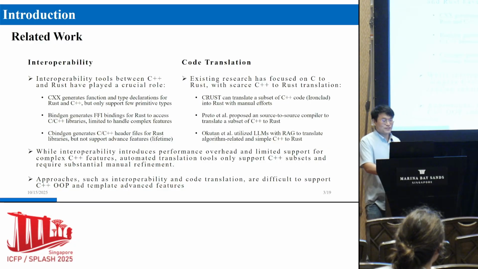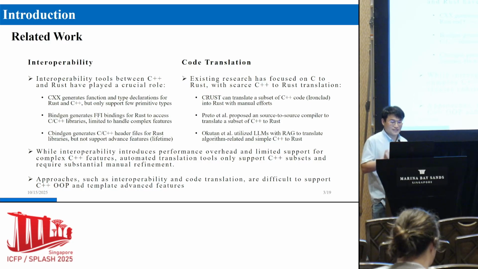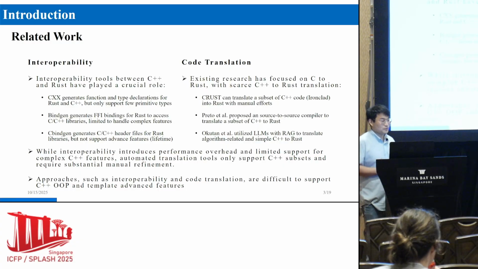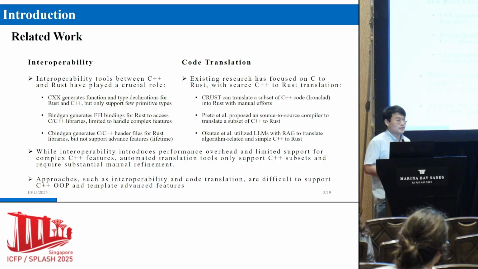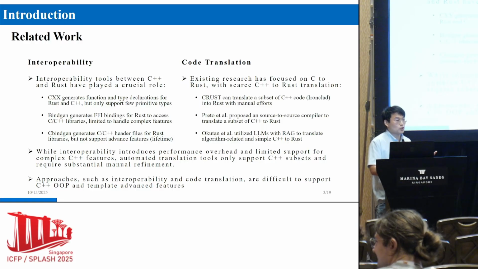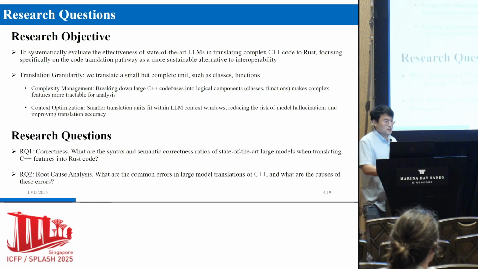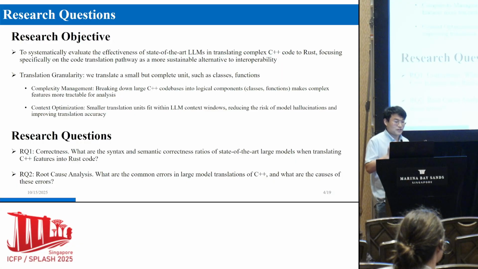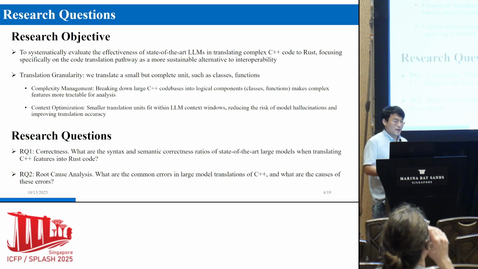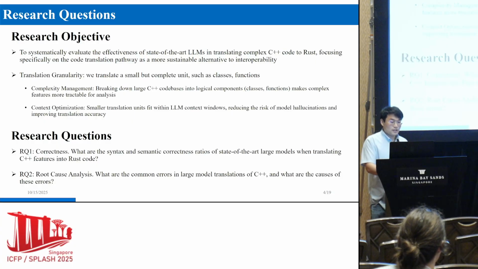Some research proposes a source-to-source compiler to translate a subset of C++ to Rust, and some researchers utilize LLMs to translate C algorithm related C++ code to Rust code. And in this work, we want to systematically evaluate the effectiveness of state-of-the-art LLMs in translating complex C++ code to Rust, focusing especially on code translation instead of interoperability.